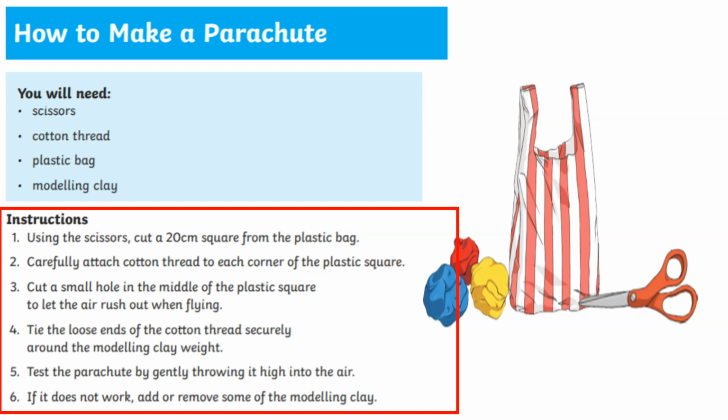4. Tie the loose ends of the cotton thread securely around the modelling clay weight. 5. Test the parachute gently by throwing it high in the air. 6. If it does not work, add or remove some of the modelling clay. Pause the video and try to answer the question, what is the author trying to do here? Why did they write this?